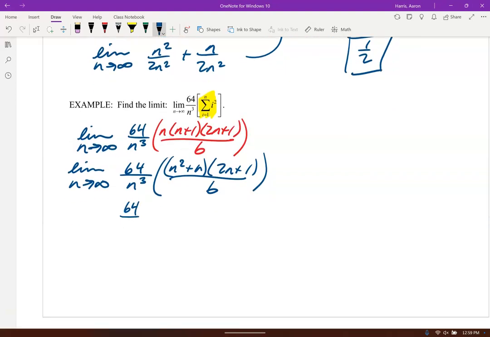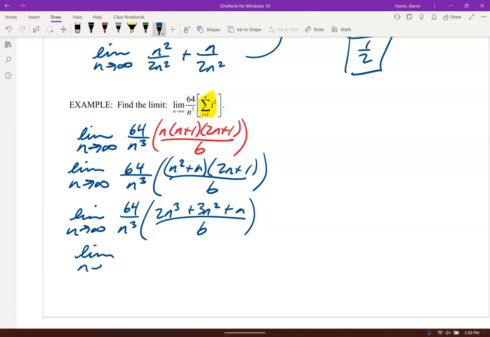So we got 64 over n cubed, and I've got 2n cubed plus n squared plus 2n squared. So I got a 3n squared plus the n. This is all over 6. Limit n goes to infinity. Let me distribute the 64. So I get, oh, I'm sorry, hold on. Let me go 64 over 6. That'll give me 32 and 3. Let me do that. And now I'll distribute the 32.